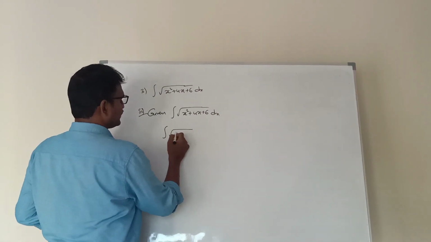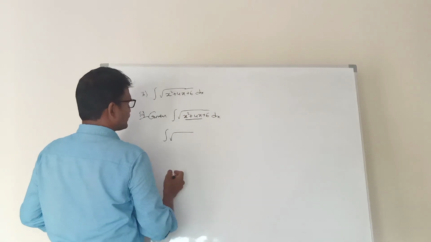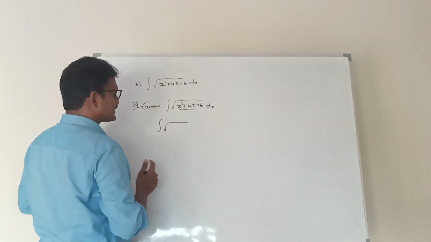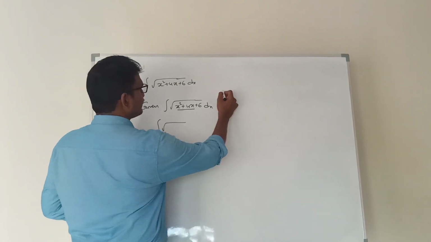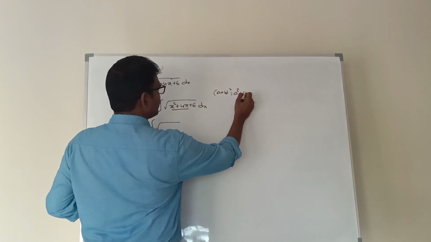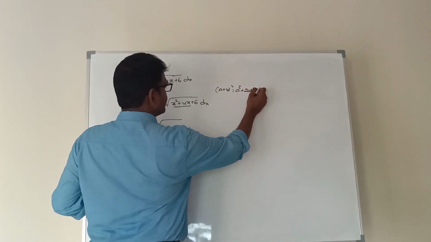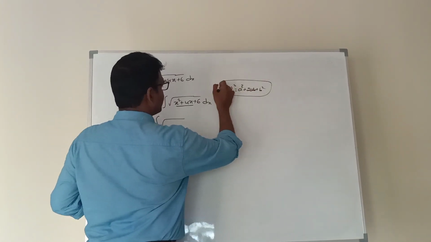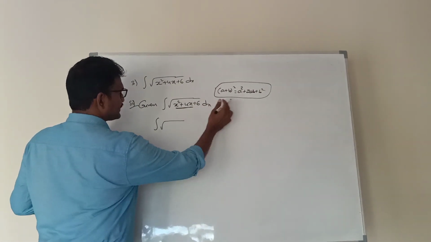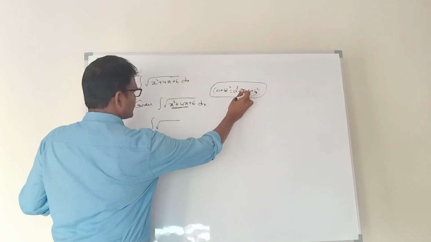Integral of root of x square plus 4x means we can write like this. Write the first two terms as a plus b whole square. So what is the a plus b whole square formula? A plus b whole square is equal to a square plus 2ab plus b square. Similarly, write the first two terms as a square plus 2ab plus b square.